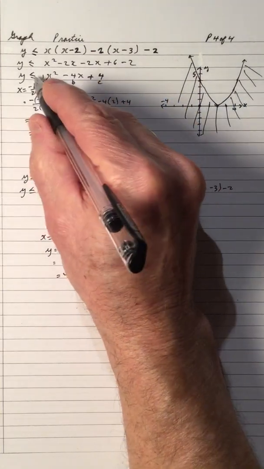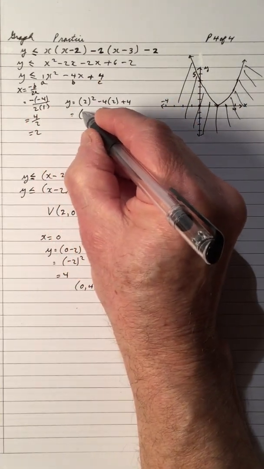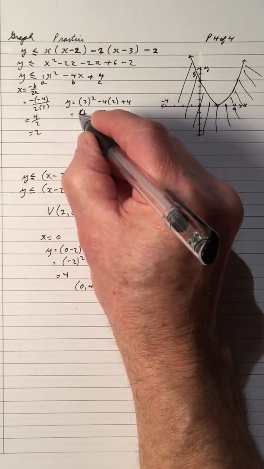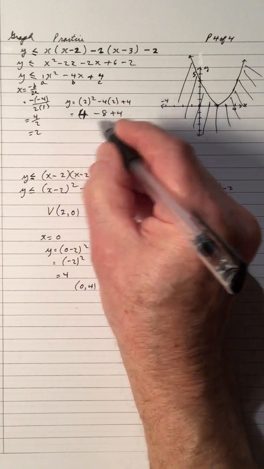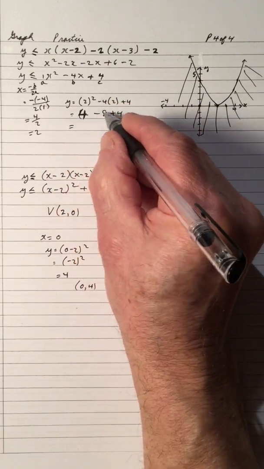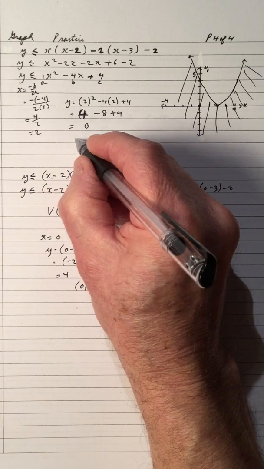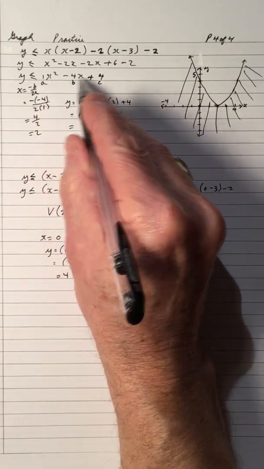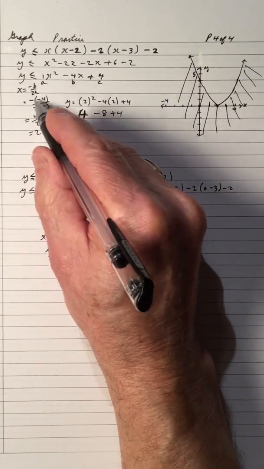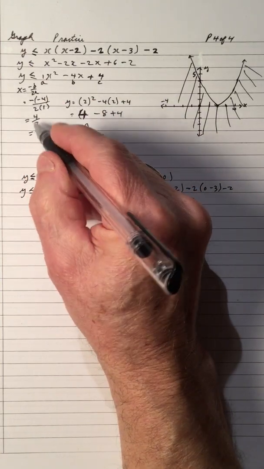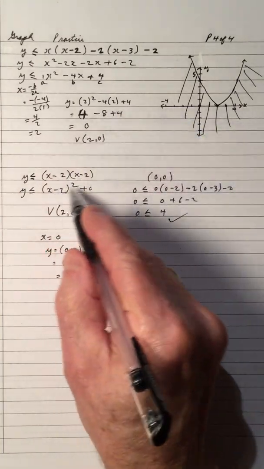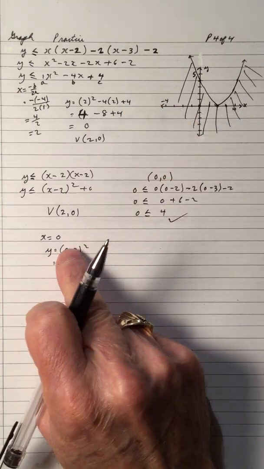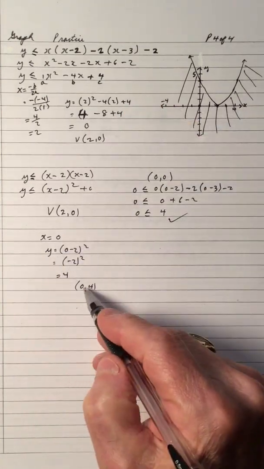I sub 2 into the equation to pick up the y-coordinate of the vertex. And again, equal sign or inequality makes no difference. That's 4 minus 8 plus 4. 2 squared is 4. Negative 8 plus 4 is negative 4, plus 4 is 0. So again, the vertex is (2, 0). So I could have got the vertex by doing x equals negative b over 2a, or I could have done it this way, either or. And if I plug 0 in like I did here, I would come up with (0, 4).